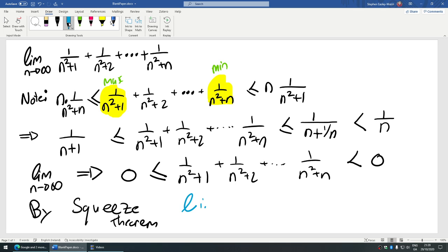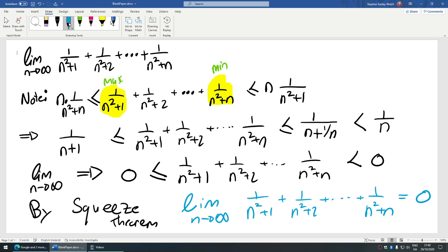We have the limit as n goes to infinity of 1 over n squared plus 1, plus 1 over n squared plus 2, etc., all the way to 1 over n squared plus n. That will equal 0. Not a particularly surprising result, to be honest.